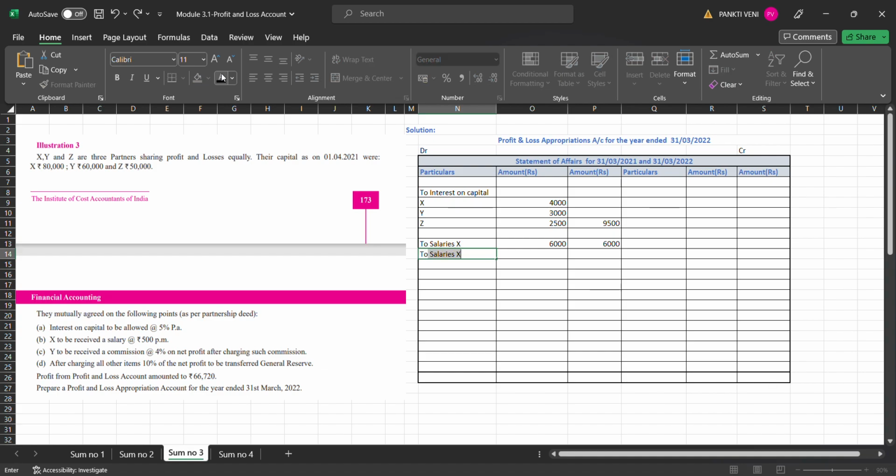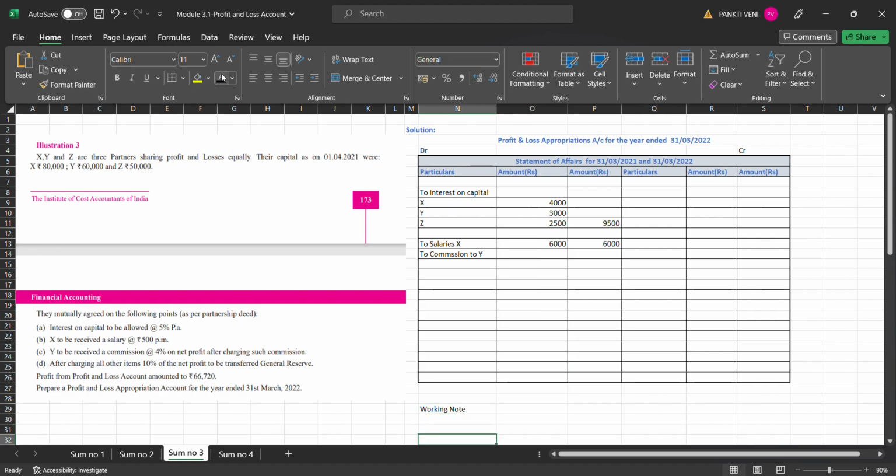Then we have the commission. Commission is supposed to be given to Y. Y is to receive a commission at the rate of 4% on net profit after charging such commission. So after charging such commission, we are supposed to pay 4% commission to Y. So let us calculate our net profit. Net profit is already given to us in the question.